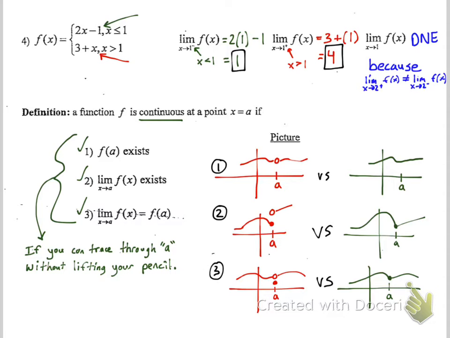Look at the three graphs on the right. You can draw those without picking up your pencil. The three graphs on the left, however, you cannot draw without picking up your pencil. The first one because there's a hole there that you would have to lift your pencil to get across.